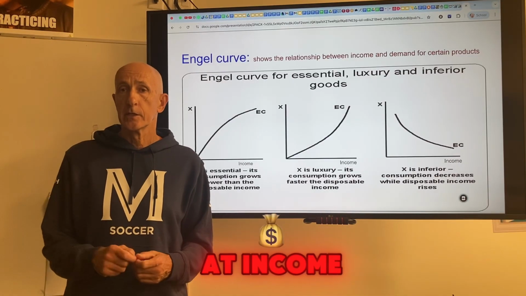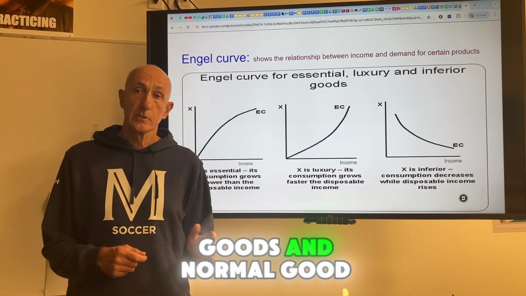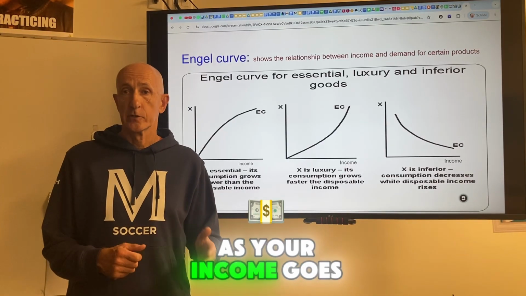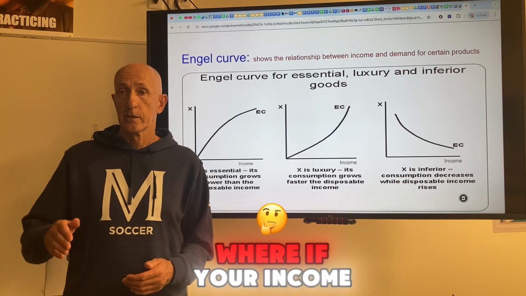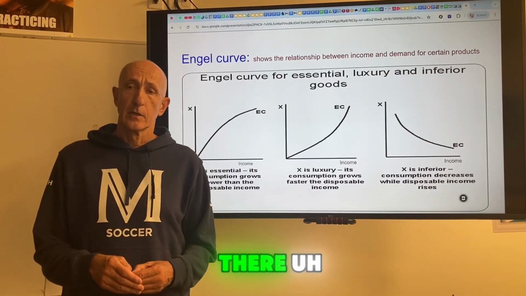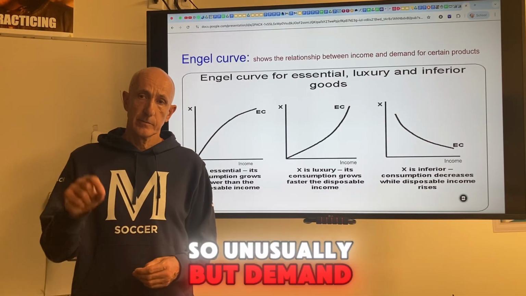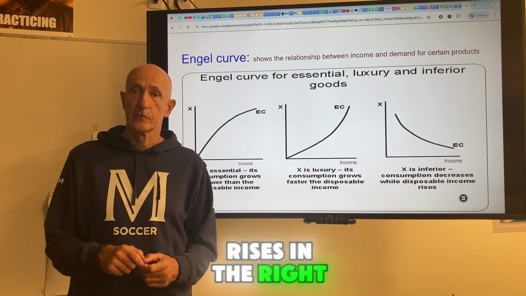Now, one way of looking at income and the effect on demand is through the Engel curve. So we talk about normal goods. A normal good is any good where as your income goes up, you buy more of the product. An inferior good is where if your income goes up, you buy less of it. You can see that on the right-hand diagram there. Income along the bottom, so unusually, but demand up the side. You can see less being bought as your income rises in the right-hand diagram.